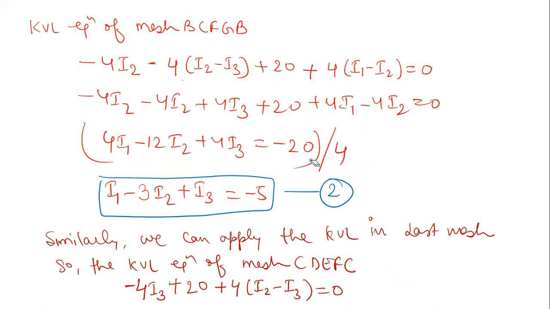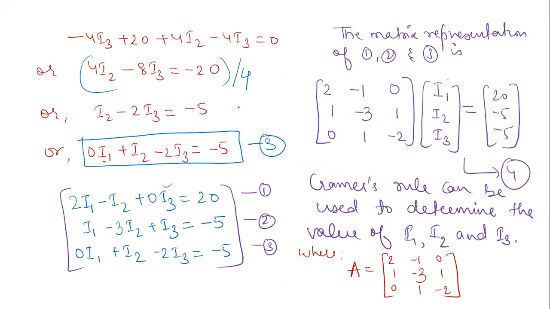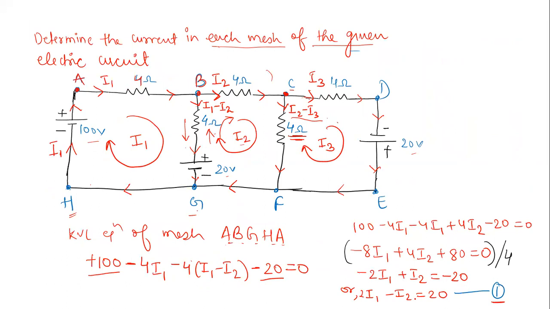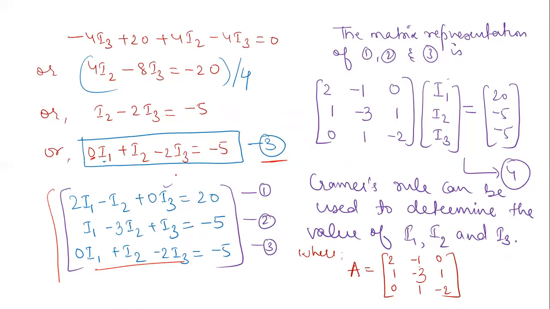Now we'll simplify this equation. On simplifying, we have got equation number 2 here. So 4 I2, 4 I2, and 4 I2, it is minus 12 I2 here. Then we have 4 I1 like this. Similarly, we can get equation number 3 for the third mesh, and then we can represent all these three equations at one place. In equation number 3 we do not have any coefficient of I1, so we have taken it as 0 here. Similarly in equation number 1 we do not have any coefficient of I3, so we have taken this as 0 here. So we can represent this in matrix form like this.